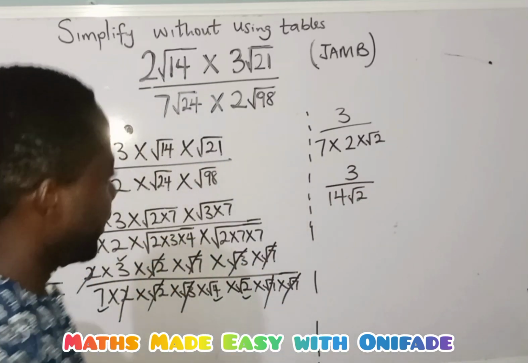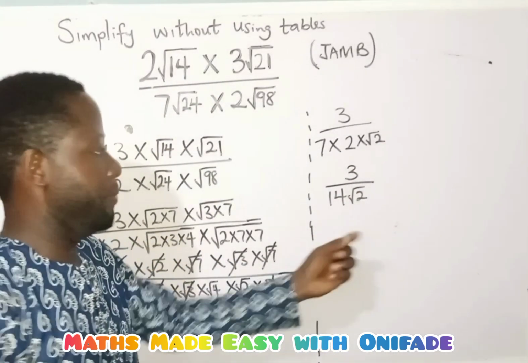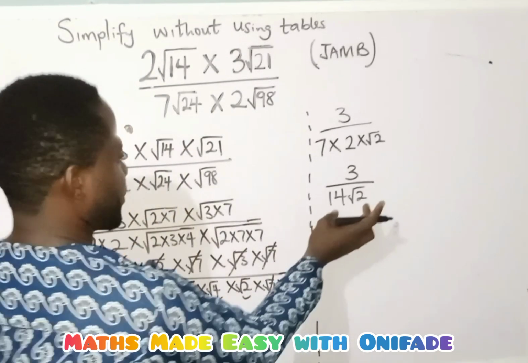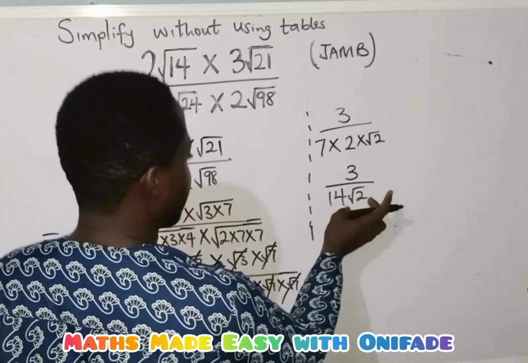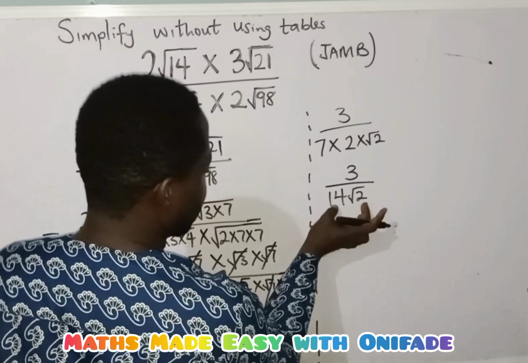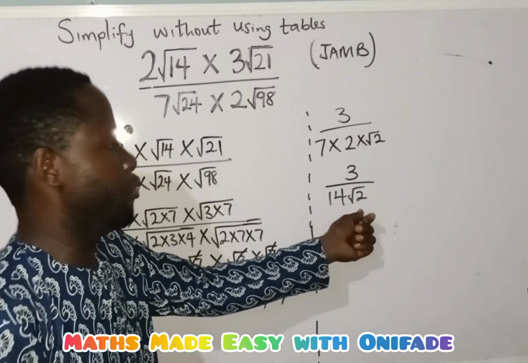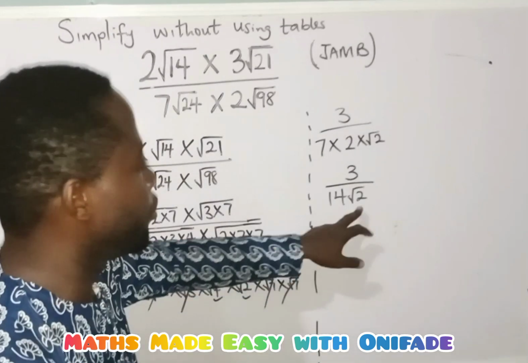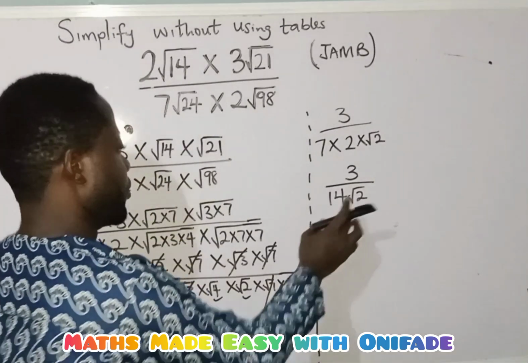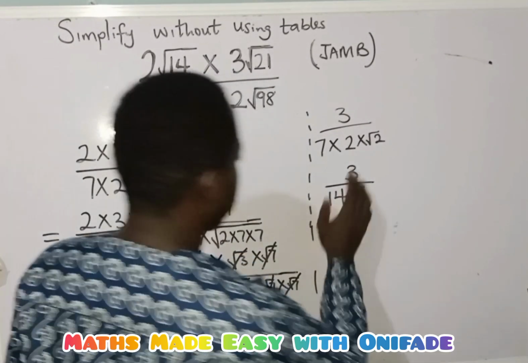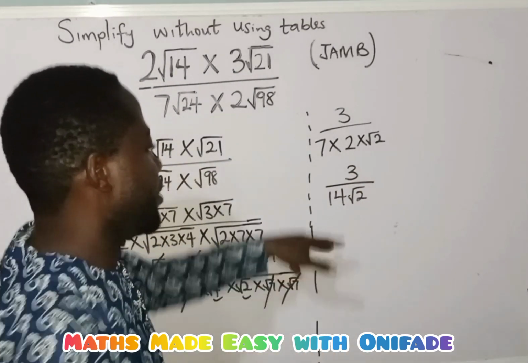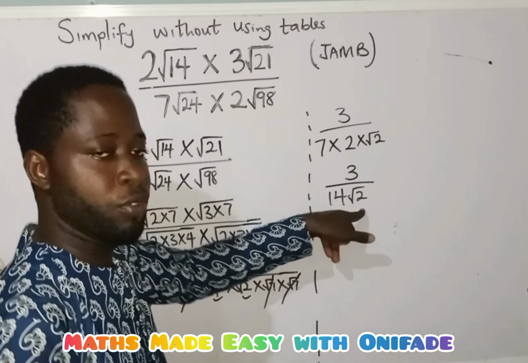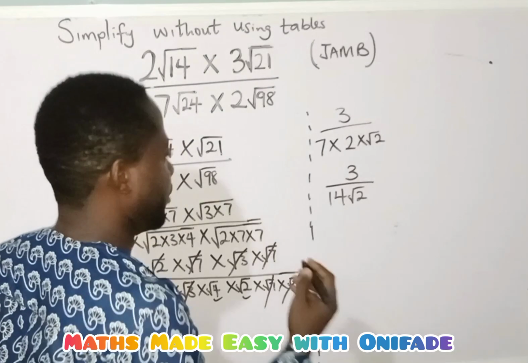Alright. Now, can I leave my answer like this? No. Because it is having a surd. It is having a surd. What do I mean by that? The denominator is having roots. So we can say root 2. So whenever your denominator is having roots, then you cannot stop there. Then you are going to rationalize. What do I mean by rationalize? We have to change this 14 root 2 to a rational number. And how do I do that?